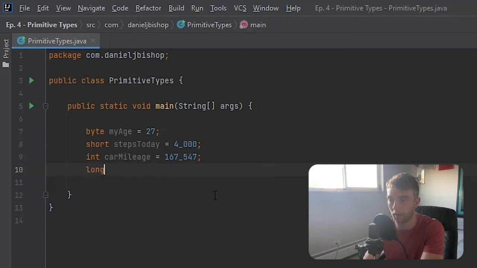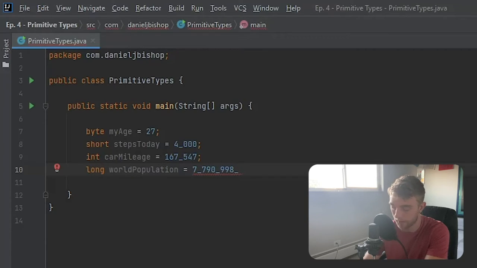And then we've got the long as well. And so we're gonna do the world population. Actually, the world population is about 7.7 billion, so this is semi close to what it actually is right now. And then end it with a semicolon. And so we're gonna get this error that IntelliJ is gonna throw at us.